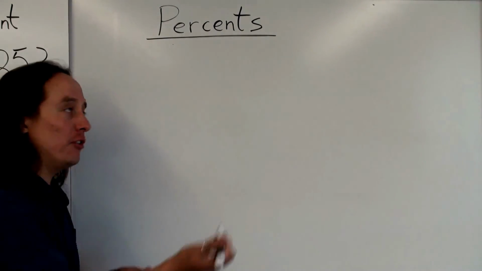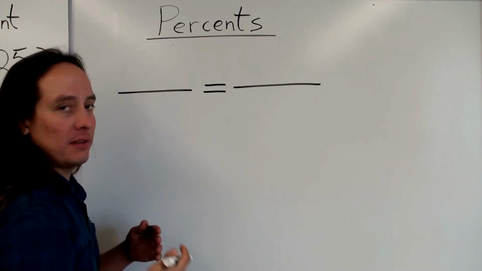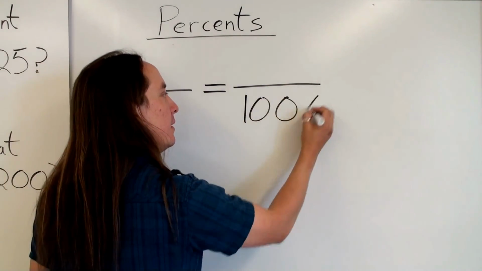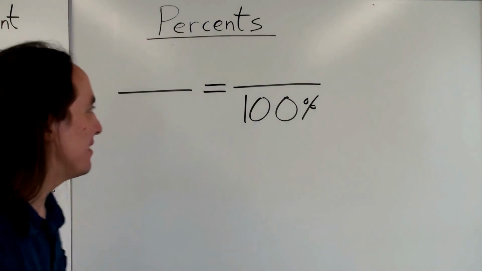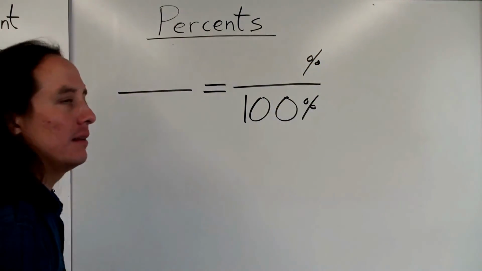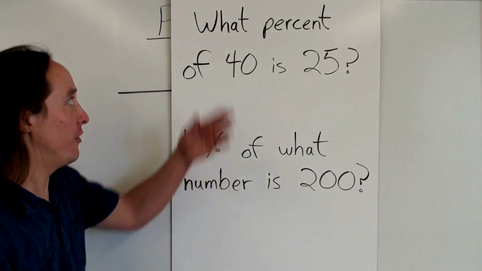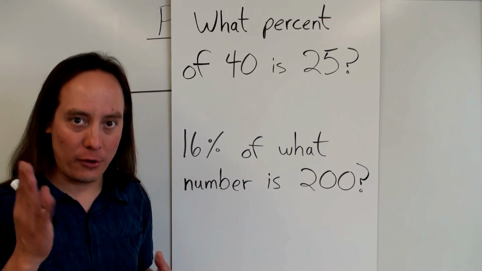So to set up my proportion, remember it's just two fractions that are equal to each other. The second one is always going to have that 100%. Okay? All right, so now we know that this is going to be a percent. We just don't know what yet. So let's take a look at the problem, see what they're asking us. Actually, they're asking us for the percent. What is the percent? So we're going to be solving this for that percent.